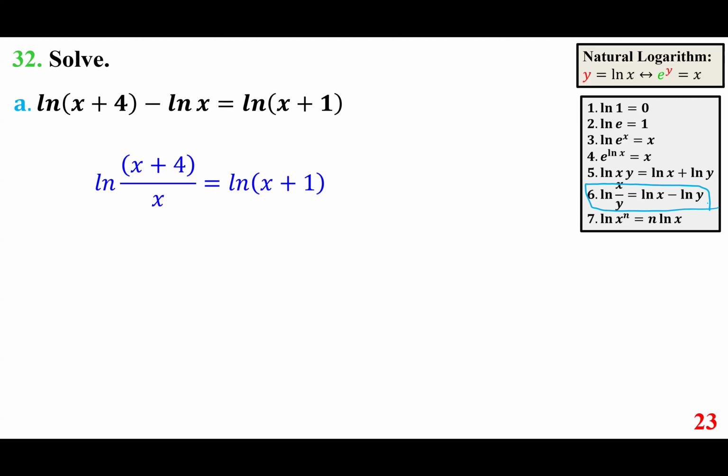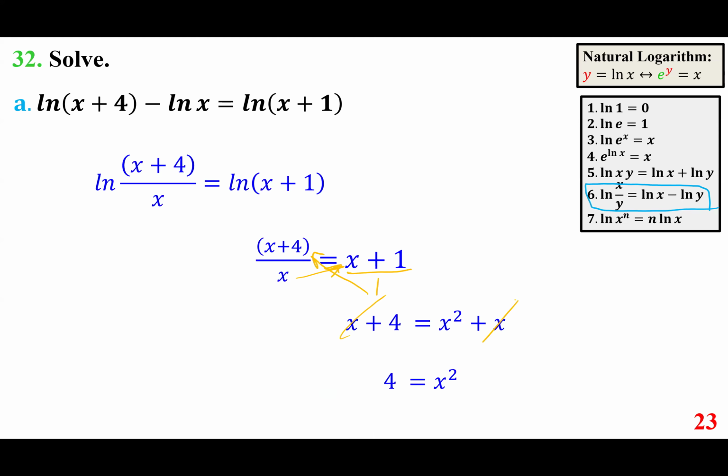Now they have the same base, namely e. They must have the same argument: (x plus 4) over x and x plus 1 must be identical. To solve this, we do cross product. Multiply these two, you get x squared plus x. You multiply these two, you get x plus 4. Now you don't have to move anything because x and x cancel out. x squared becomes 4. Therefore, x is plus minus square root of 4, or plus minus 2.